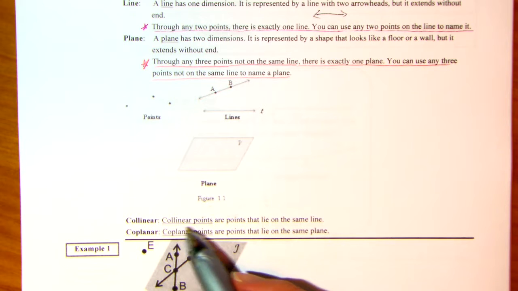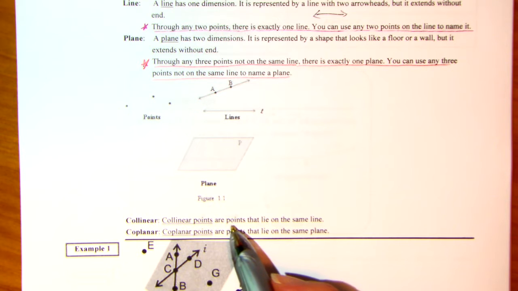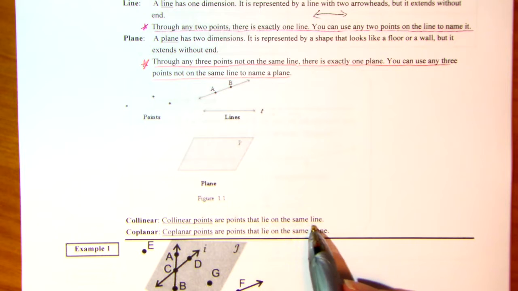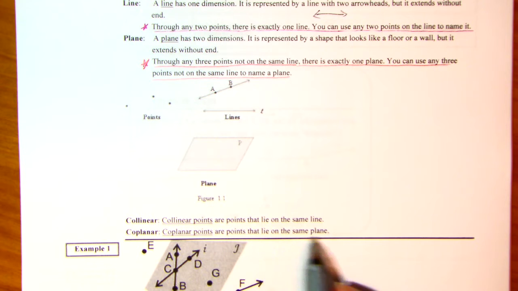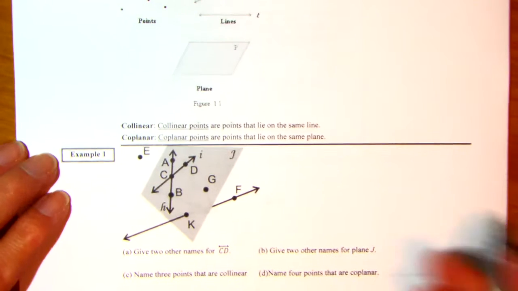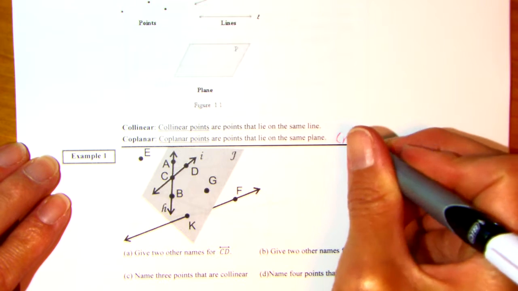All right, collinear. Collinear points are points that lie on the same line. It can be 3 or more. Usually you don't say 2 because that makes a line. Coplanar points are points that lie in the same plane, so 3 or more. Non-collinear. Probably should put that in there.